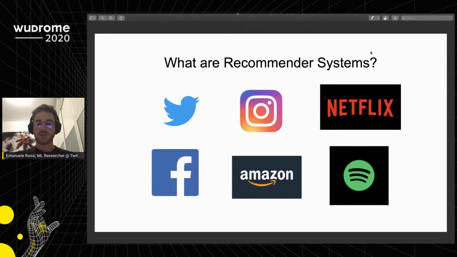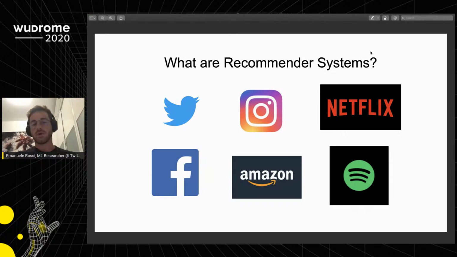We have a lot of content. This content can be movies in the case of Netflix, or posts in the case of Instagram, Twitter, Facebook, or products for Amazon and songs for Spotify. There are a huge ton of them. So we have millions or billions of pieces of content, and we need to choose a few of them to show to each user. And this is critical for their business.